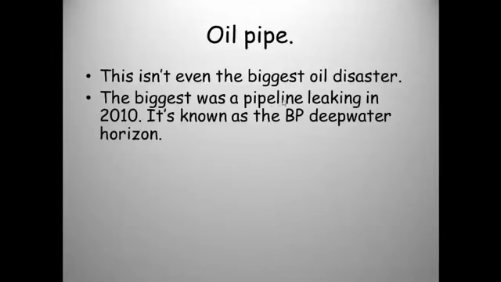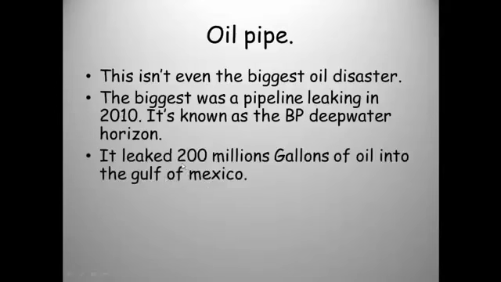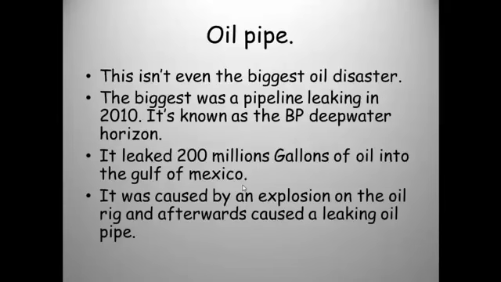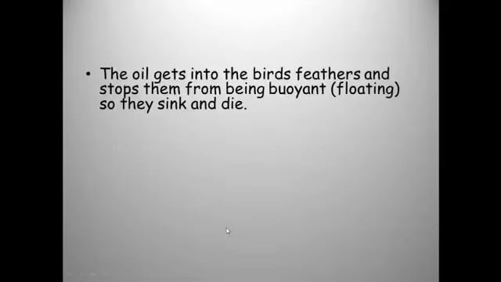That's not even the biggest disaster in recent history. We've also got the BP oil disaster, which happened on board the BP Deepwater Horizon rig in 2010. It leaked 200 million gallons of oil into the Gulf of Mexico. That is a lot. It was caused by an explosion on the oil rig, and then the pipe started leaking. The problem when oil goes into the sea is that it gets onto birds' feathers and stops them from being buoyant, so they sink and they die.